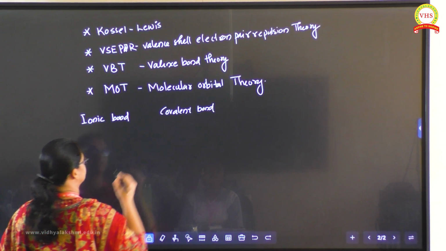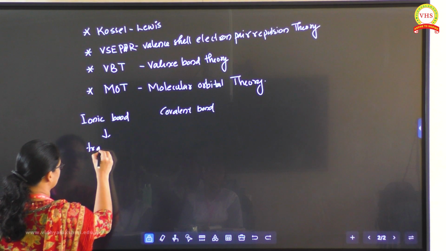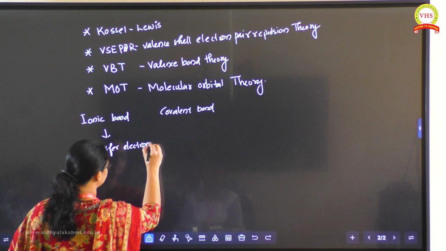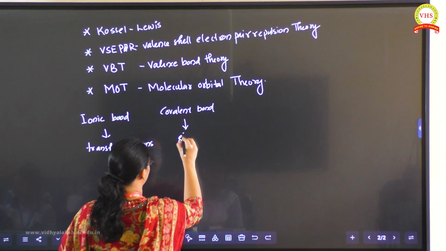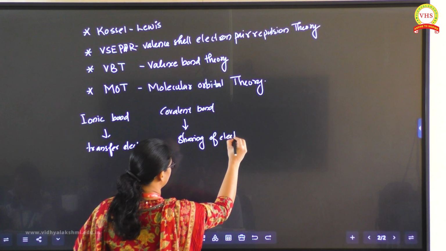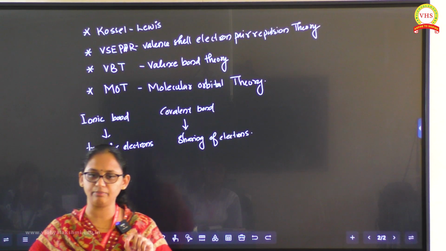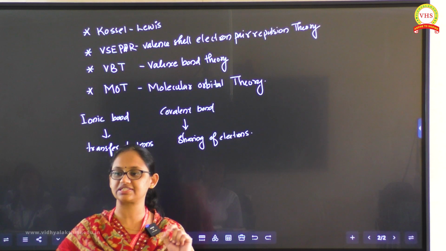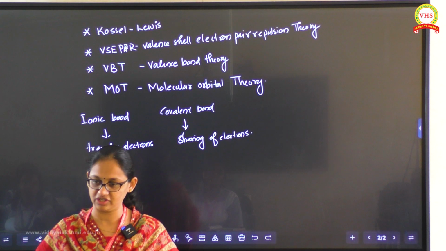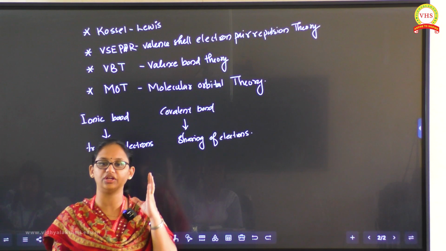How is an ionic bond formed? An ionic bond is formed by the transfer of electrons, and a covalent bond is formed by sharing of electrons. From this it is clear that in a bond formation, electrons are participating. Whether it is an ionic bond or a covalent bond, electrons are involved.